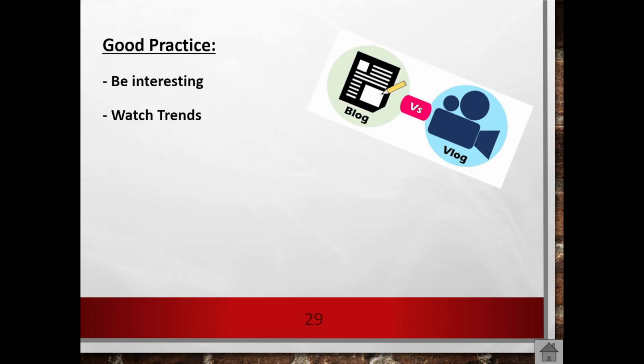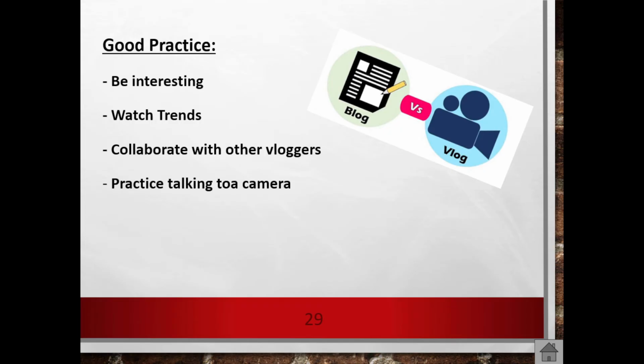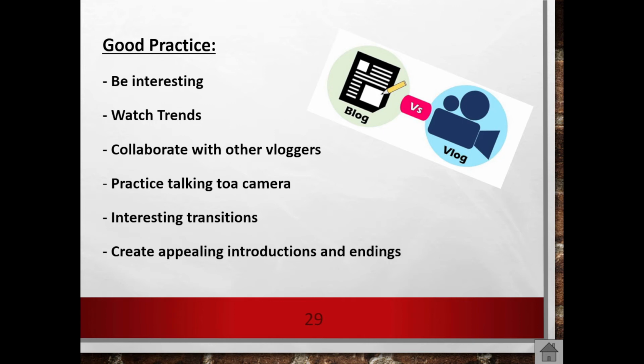Some good practice indicators here is just be interesting. Like if you want people to follow your blog or your vlog, you need to be interesting. You need to watch certain trends. Look, sometimes you don't want to be part of these things, but there are certain trends you jump onto for the purpose of having more viewers come your way. You can collaborate with other vloggers. You can practice talking to a camera. Get some interesting transitions. Create appealing introductions and endings.